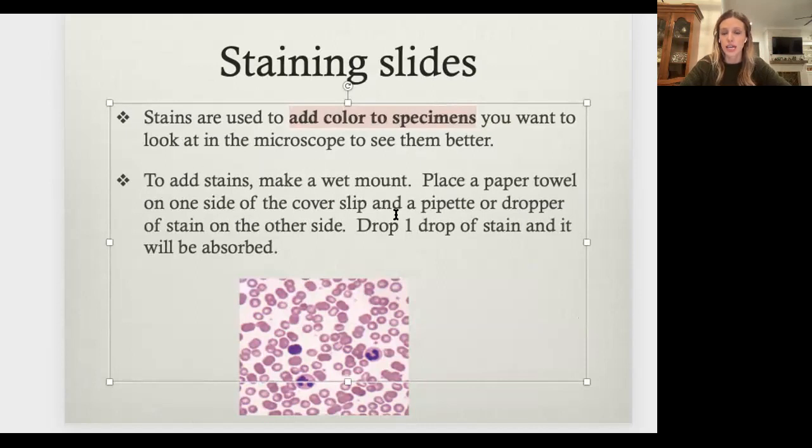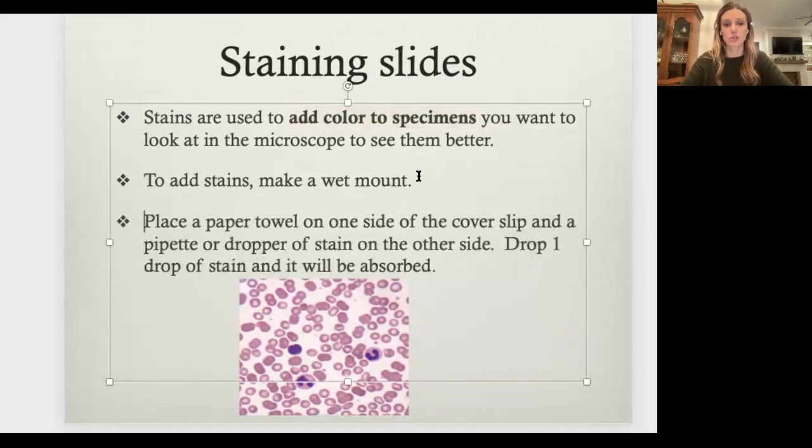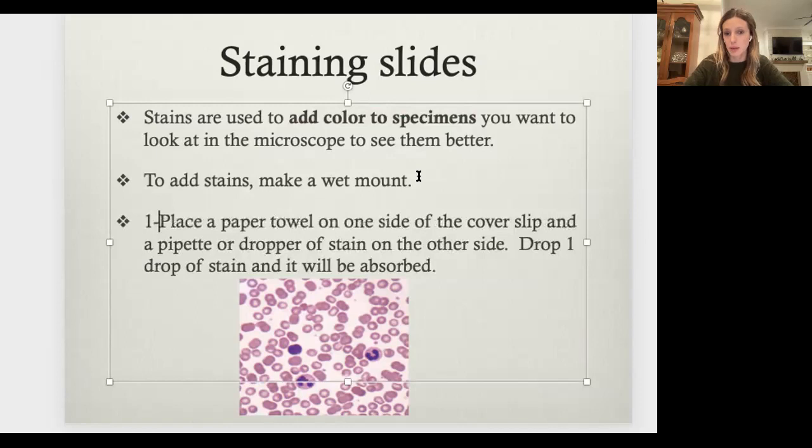Okay, so if you're going to add a stain to a wet mount, here are the steps. One, you would place a paper towel on the table. Then you would put your slide there. Then you would pipette a drop of stain on top of your specimen and let it be absorbed, and then put your cover slip on, and then you would view your wet mount.